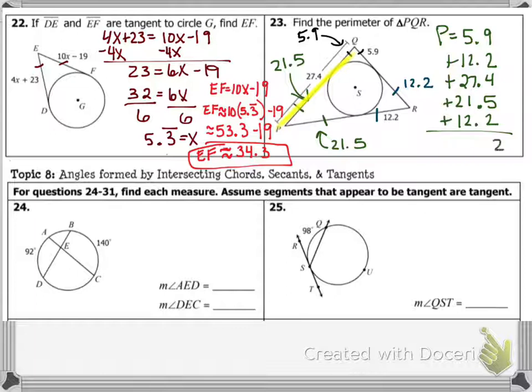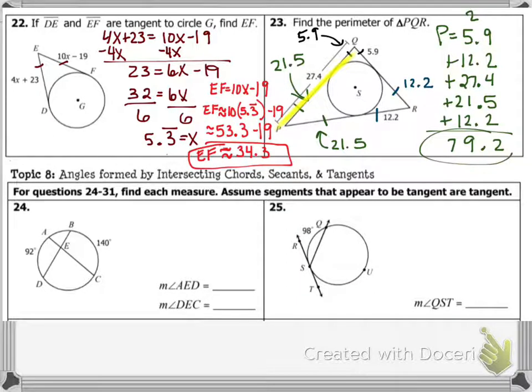22, and when I add them all up, 1, 2, 3, 4, 5, 6, 7, 79.2 is what I'm getting for that one. Cool.